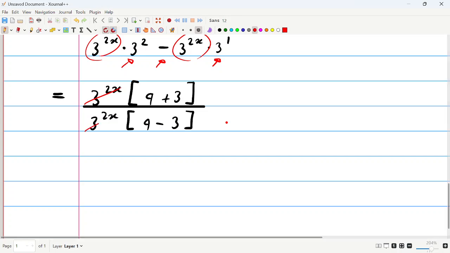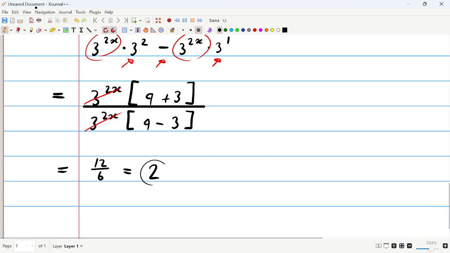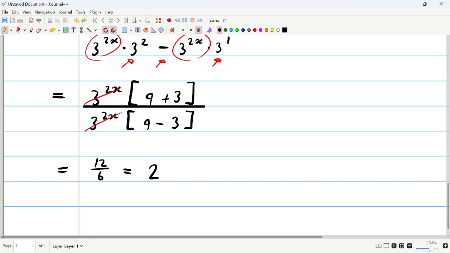3 to the power of 2x and 3 to the power of 2x can cancel, okay? Such that what we are left with is 9 plus 3 over 9 minus 3. So 9 plus 3 is equal to 12, divided by 9 minus 3, which is just equal to 6. 12 divided by 6 can simplify into 2 divided by 1, which is just 2, because notice that 6 can go into 12 2 times. And therefore, that is the answer.